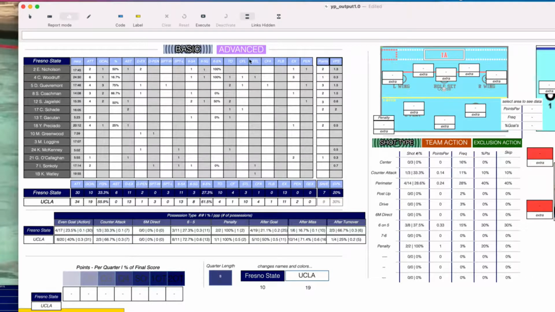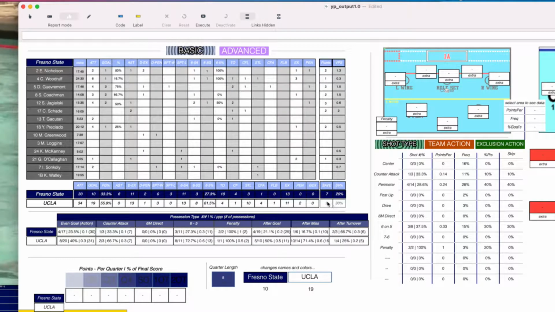Then let's look at the advanced stats. Fresno State had 7 saves. UCLA had 9 saves. I've got to fix this save percentage because it's counting total attempts, and it really should be shots on goal attempts.